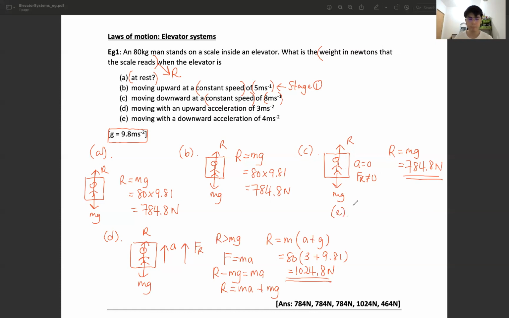Okay, E. Moving with downward acceleration. Acceleration down.